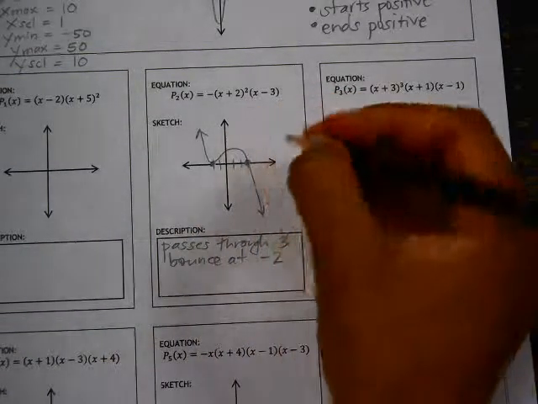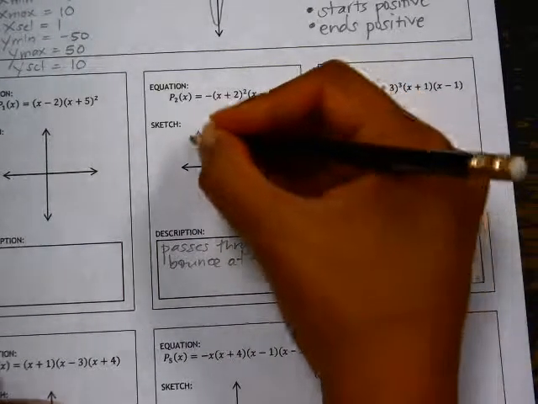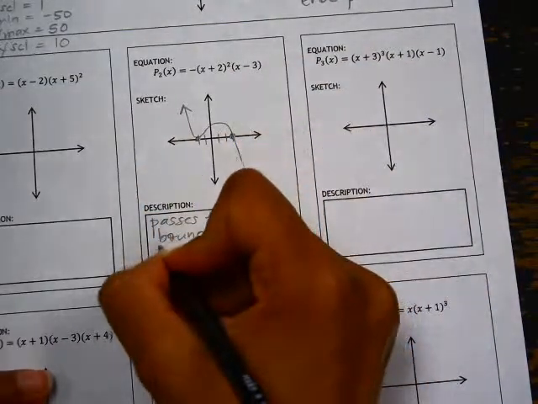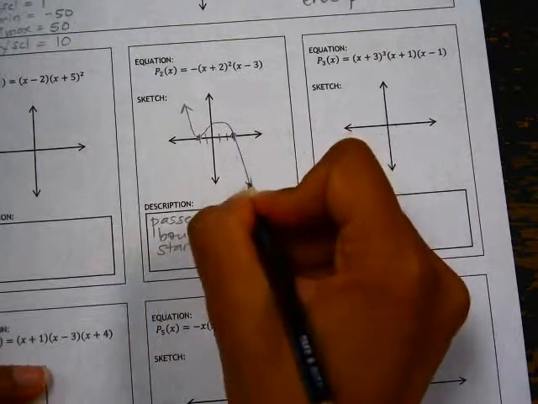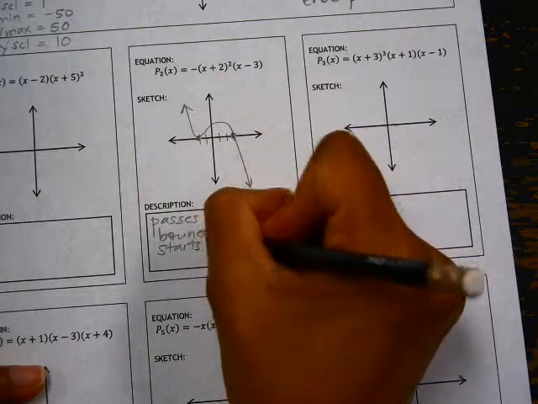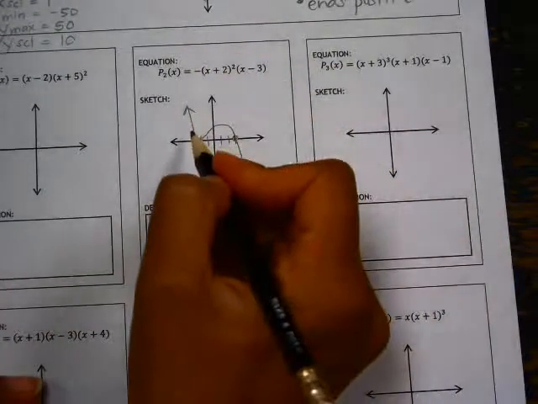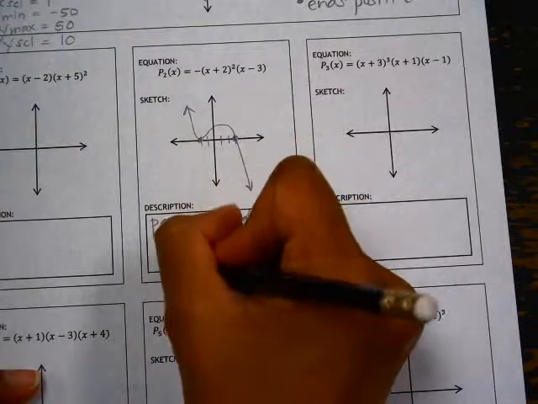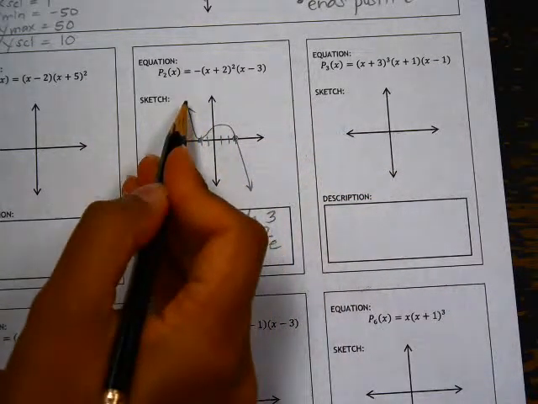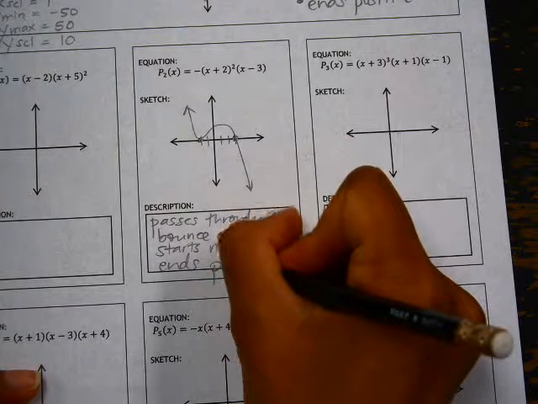And then we want to describe where the graph starts and ends. So on the right side is the start of the graph. It starts below the x-axis. So we say that that is a negative start. The end is on the left side, ends above the x-axis, which is positive, so ends positive.